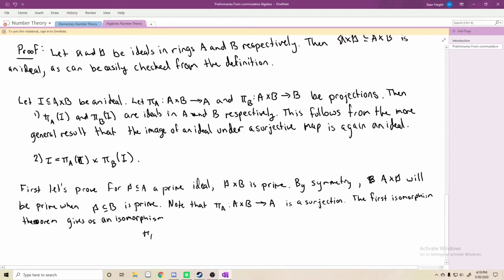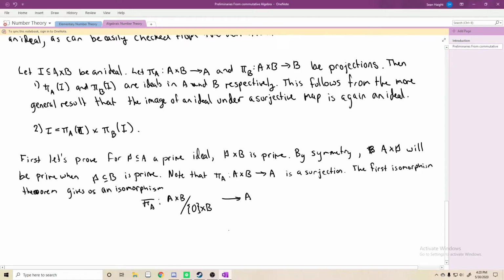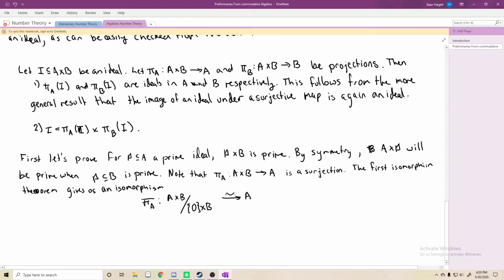Pi sub A bar from A cross B mod the kernel of this map. The kernel of this map is exactly 0 cross B to A. And I guess you can either call it the fourth isomorphism theorem or our final proposition from last time about the correspondence theorem between ideals of the quotient and ideals of the original ring.